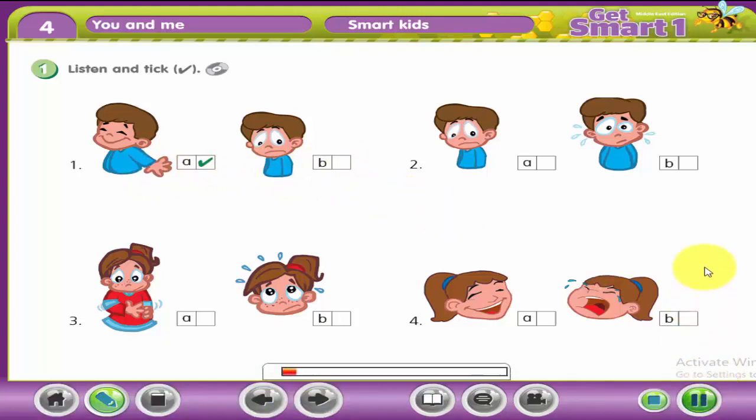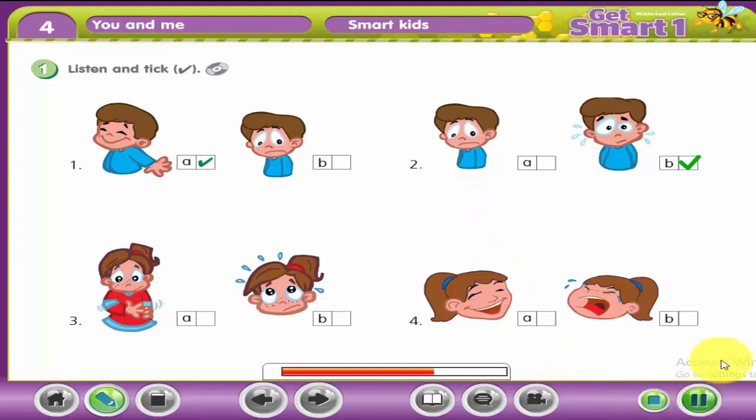Workbook, Module 4, Smart Kids. Activity 1. Listen and tick. 1. Are you sad? No, I'm not. I'm happy. He asked the question, are you sad? He said no, I'm not. I'm happy. This boy is happy. 2. Are you thirsty? Yes, I am. Which one is thirsty? A or B? That's right, B.